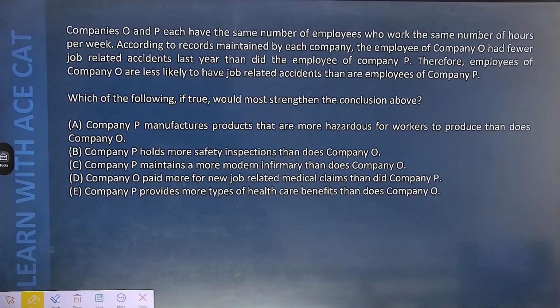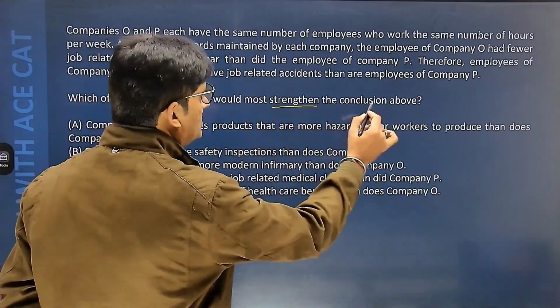चलिए, कमिंग ऑन. Companies O and P each have the same number of employees who work the same number of hours per week. According to records maintained by each company, the employees of company O had fewer job-related accidents last year than did the employees of company P. So therefore, employees of company O are less likely to have job-related accidents than are employees of company P. And students, which of the following, if true, most strengthen the conclusion above?